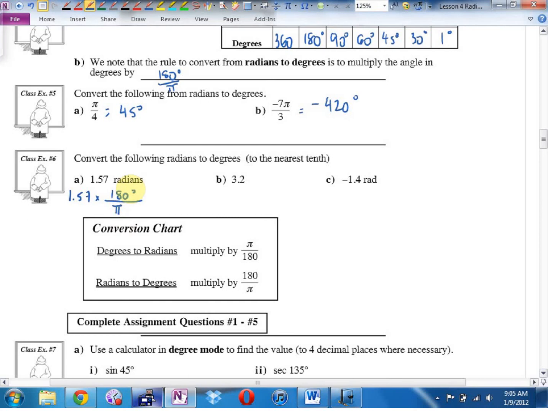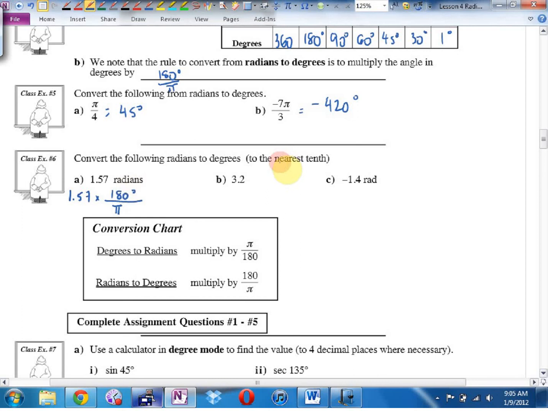Should be really close to 90, because 3.14 divided by 2 is 1.57. It should be really close. Is it close to 90? What do you get? 89.95, and it says to the nearest tenth, so if you round it off properly, it's going to be 90, yeah?